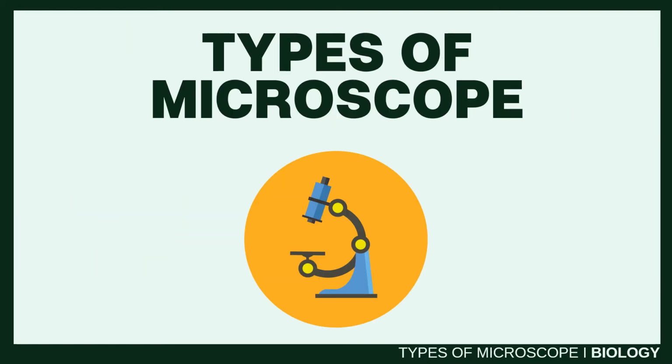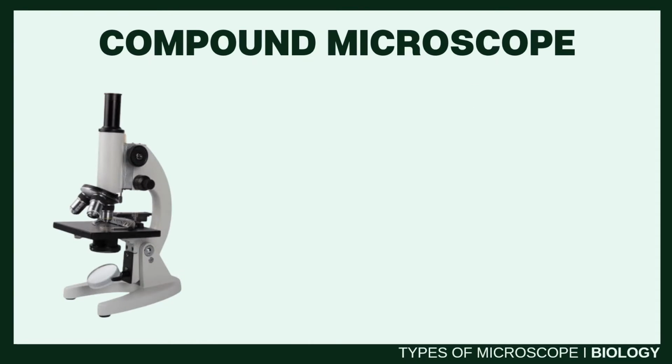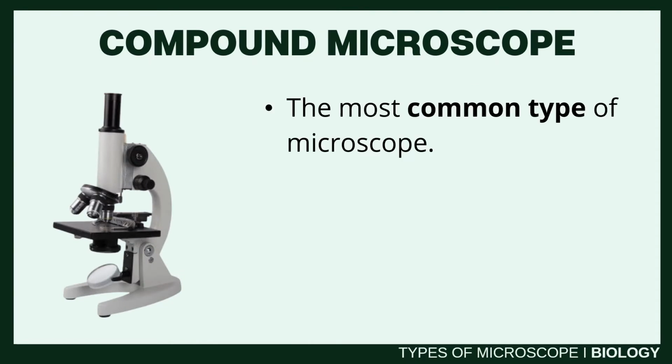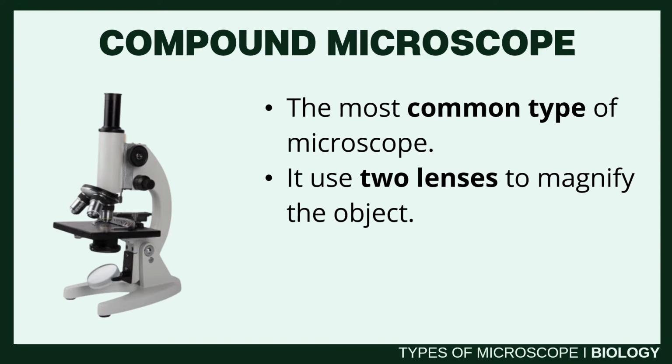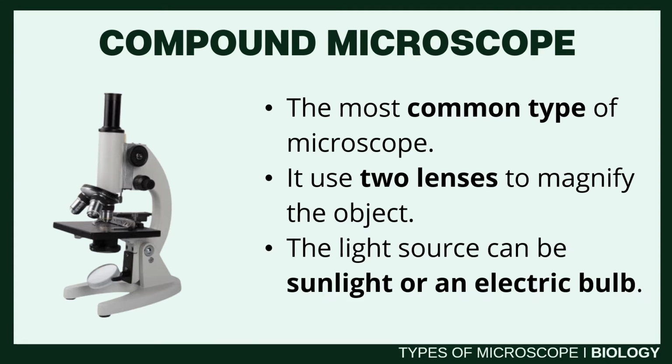Now, these are some of the types of microscope with different uses. First on the list, the compound microscope. It is the most common type of microscope which is commonly used in lab experiments. This type of microscope uses 2 lenses to magnify the specimen. The light source can either be from sunlight or an electric bulb.